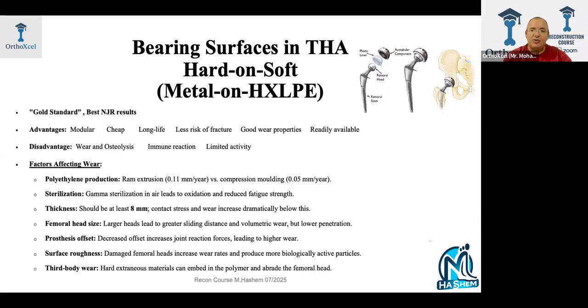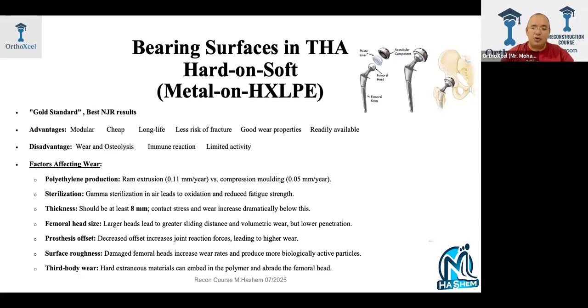Offset, as we agreed: if you increase your offset, you will put much more soft tissue tension, and this will cause more friction and torque. If you decrease your offset, you're increasing the forces of the abductors, you're increasing your joint reaction force, and this will end by higher wear. So you need to be in the middle, not a big offset, not a small offset, because both of them will end by wear of the polyethylene.